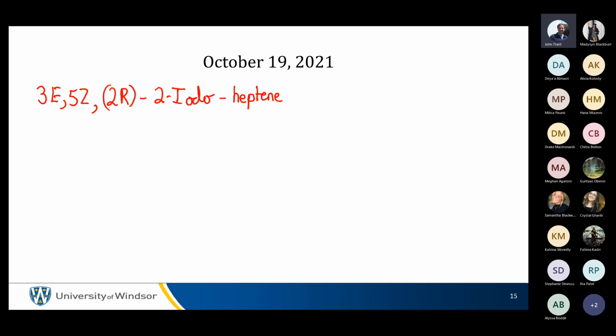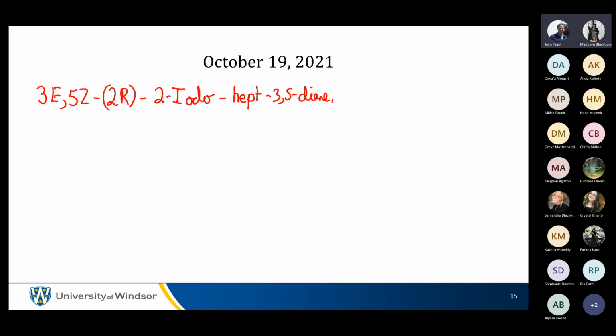So let's say we had this question: 3E, 5Z, 2R, 2-iodo, heptene. And I guess it would be hepta-3,5-diene. Sorry. Yes, this makes sense. Madison, does this kind of float your boat?